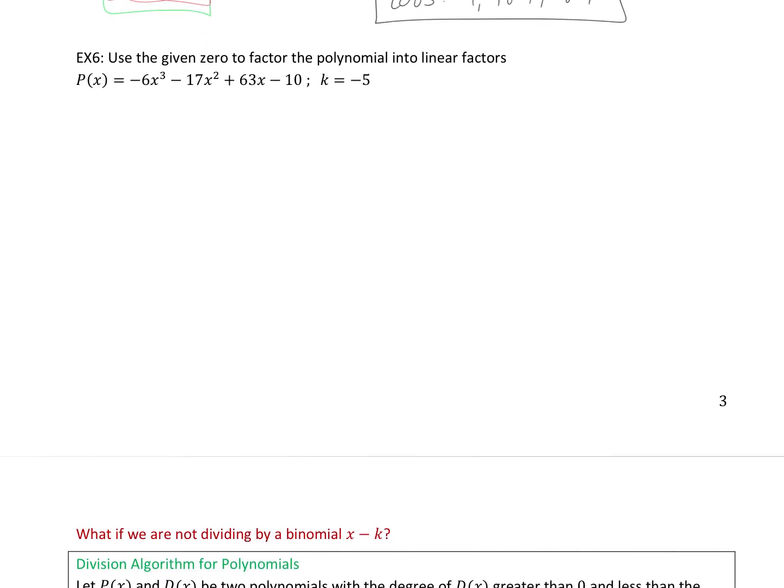Now example 6, use the given 0 to factor the polynomial into linear factors. So the plan is to use the synthetic division to divide the polynomial up into smaller and smaller polynomials and eventually just be able to factor it. So let's go ahead and start the division.